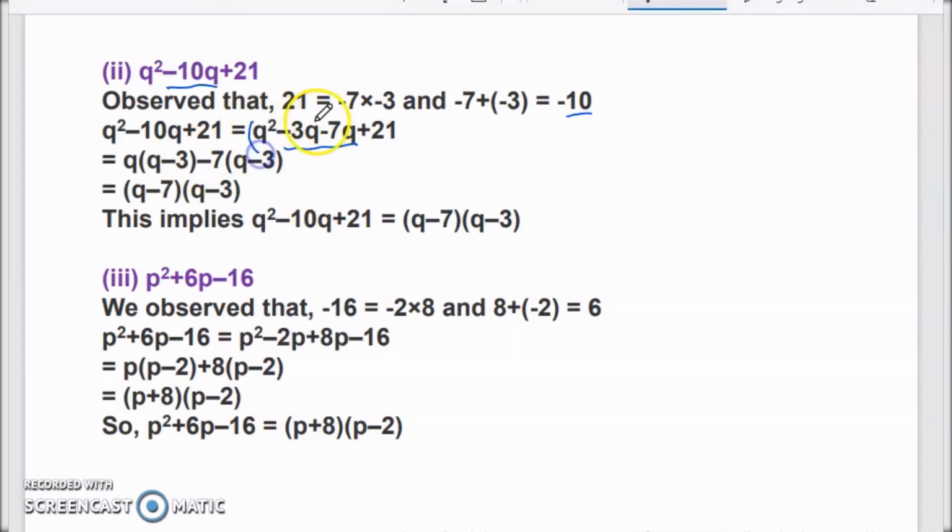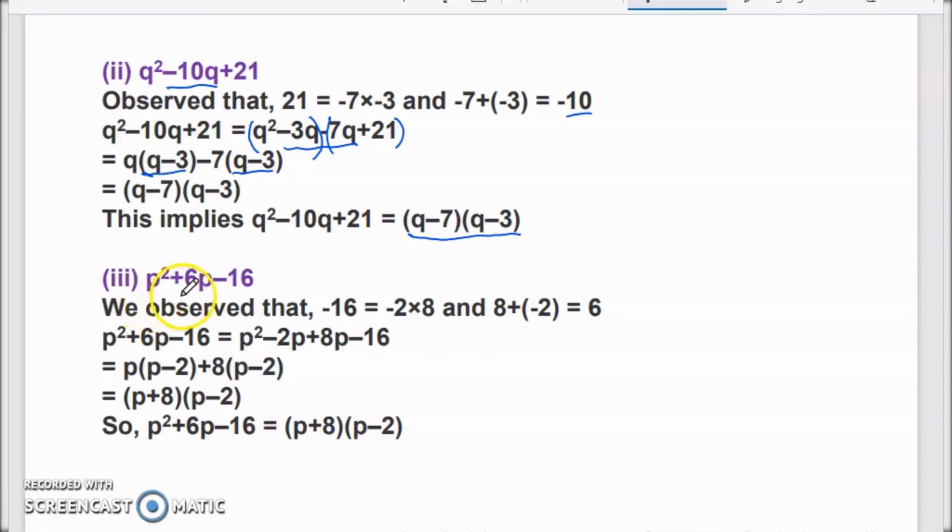Then we will group these two together, q square minus 3q, and the last two together. So we can take q common between the first two, q into q minus 3, and then minus 7 can be taken common between the last two. So minus 7 into q minus 3. Then q minus 3 is common between these two groups. So q minus 3 into q minus 7. So these are the factors.